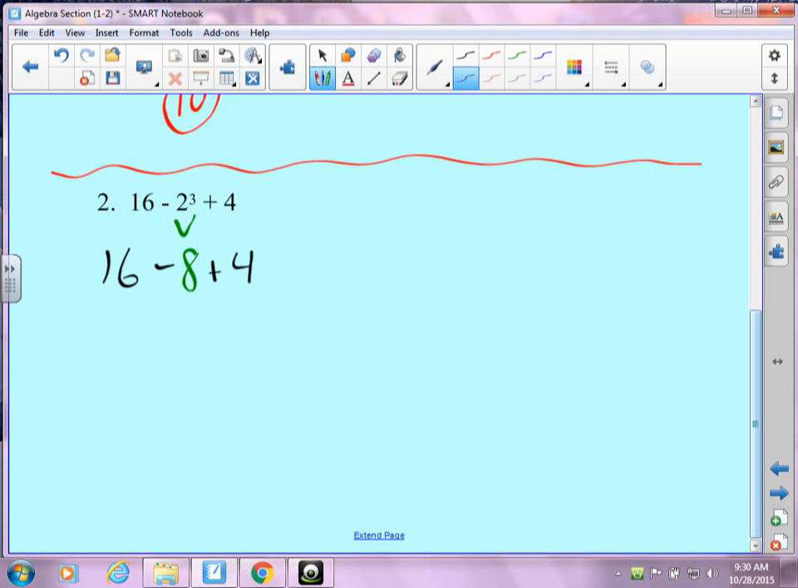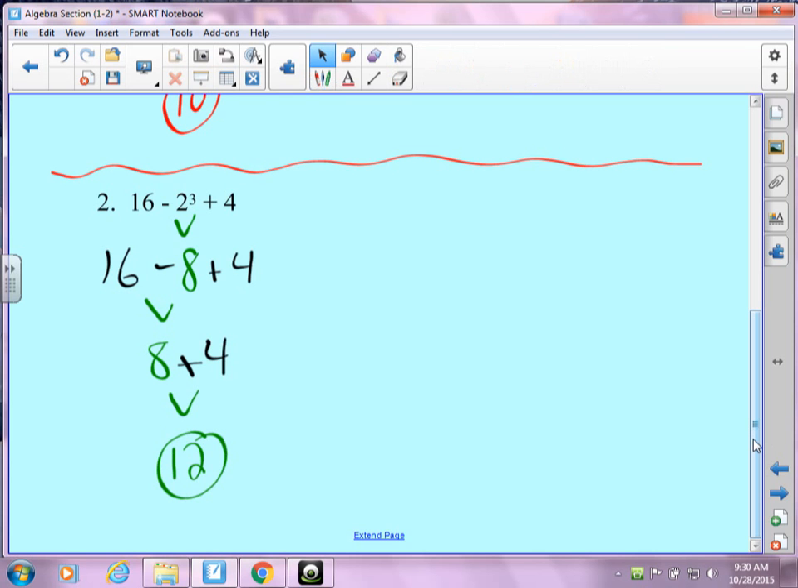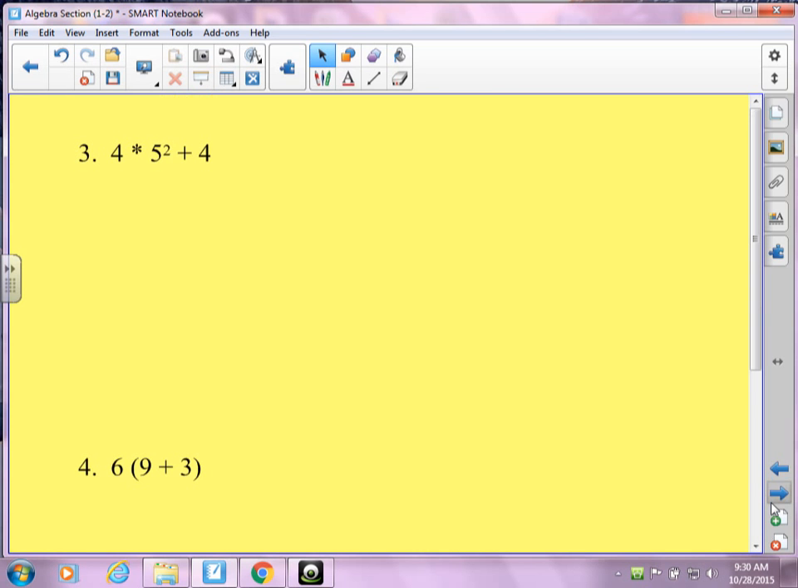All right, now, do I have parentheses? No. Do I have exponents? No. Do I have multiplication, division? No. Do I have addition, subtraction? Yes. From left to right, which one do I do first? Yes. Subtraction. I get 8. It's 8 plus 4, and my answer is 12. Notice I circle the answer at the bottom. Okay, and then what I would do is on your homework, draw a line across or skip a space and go on to the next one. Questions on this? Perfect. Let's move on.